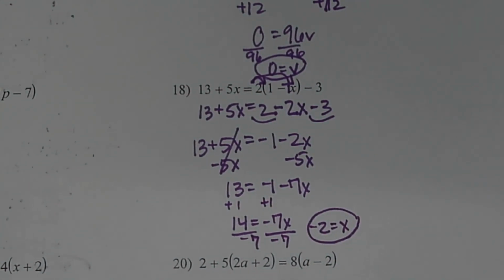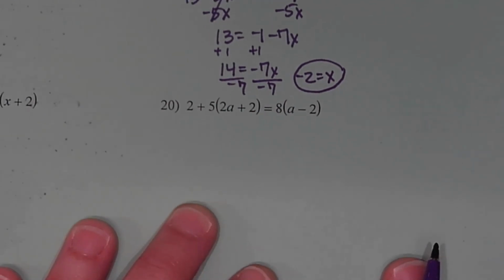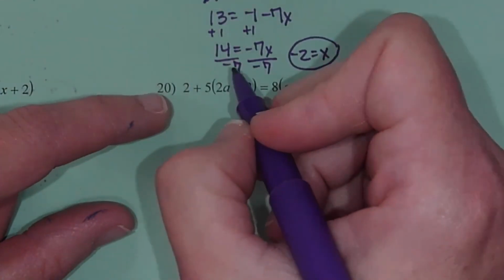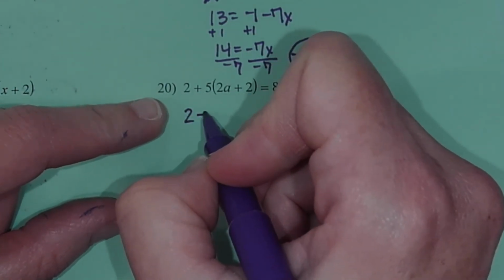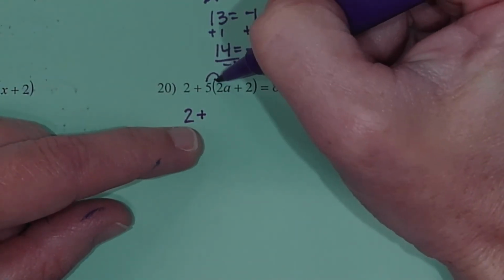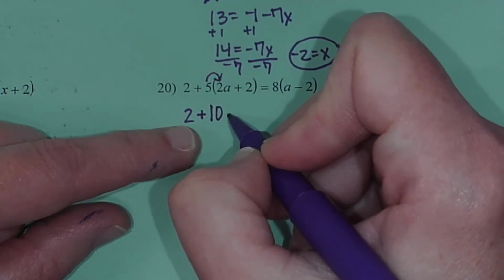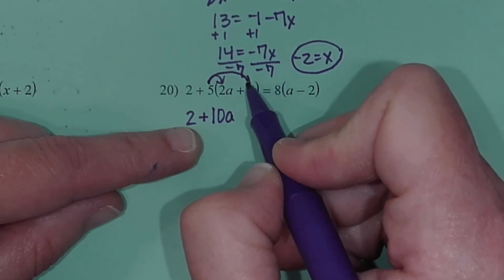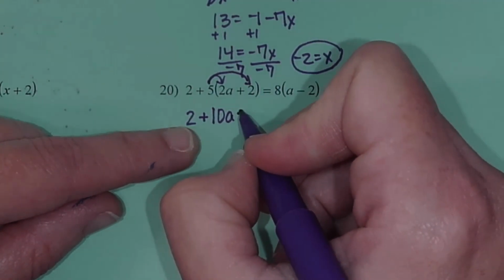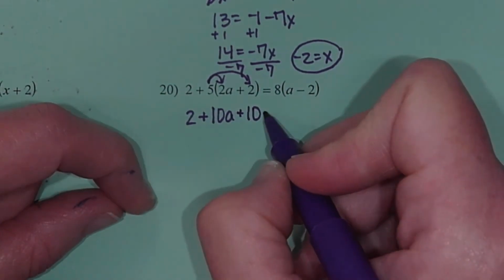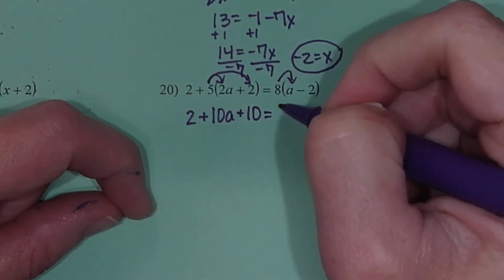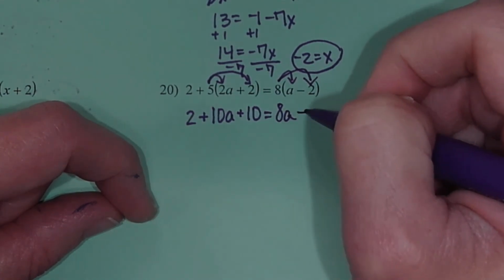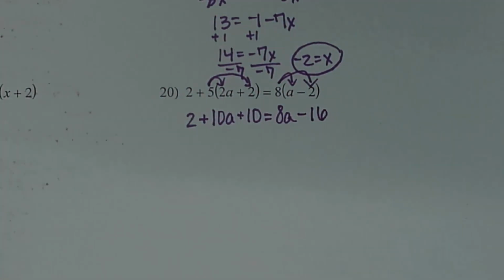Okay, folks, last problem, number 20. Step 1 is distribute, and there's some distribution here. So let's go ahead and bring down our 2, and then we'll start distributing. 5 times 2a is going to be 10a. It's a positive 10a, so I kept the plus there. And then 5 times a positive 2 is a positive 10, so I'm going to write plus 10. And that equals, let's see, 8 times a is going to be 8a. And 8 times negative 2 is going to be negative 16, so I'm going to write minus 16.